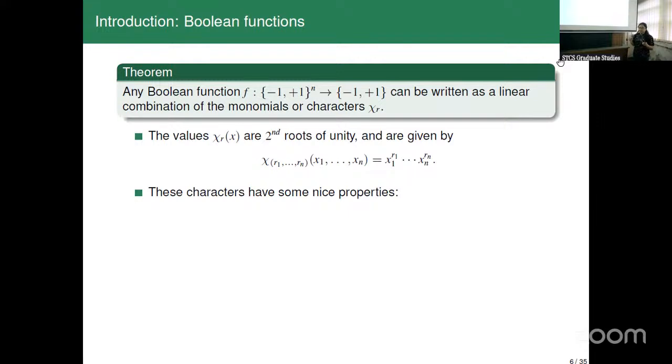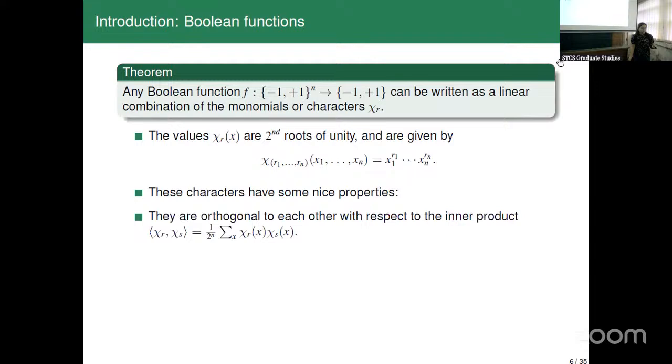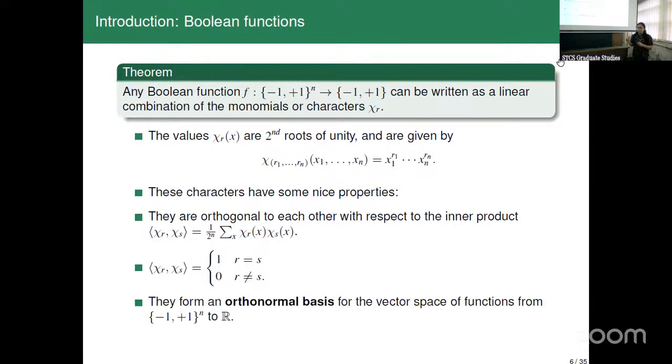And these characters have some nice properties. They are orthogonal to each other with respect to this inner product. The inner product is equal to 1 if r is equal to s, and it is 0 otherwise, which shows that they are orthonormal to each other. Not only that, they form an orthonormal basis for the vector space of functions from {-1, +1} to the power n to R. The set of characters of {-1, +1} to the power n is denoted by the hat of this thing. And they also form a group.